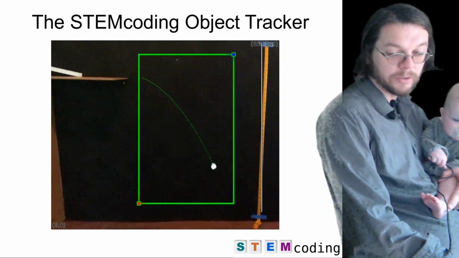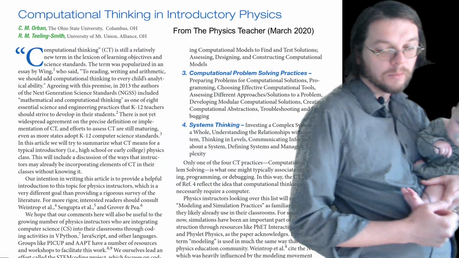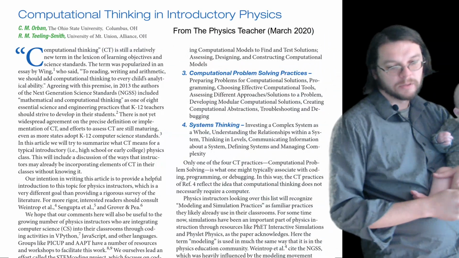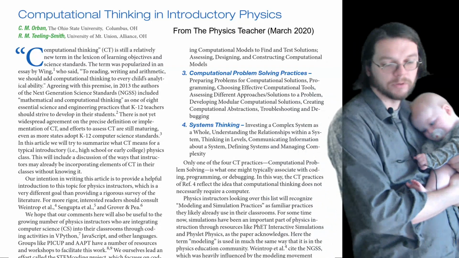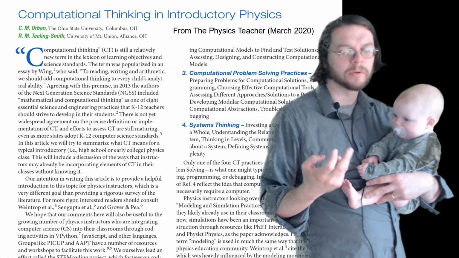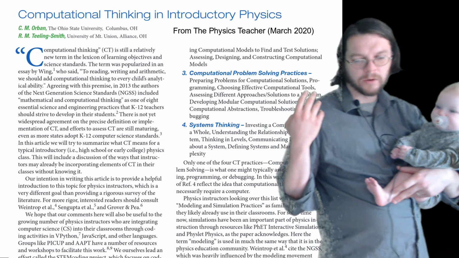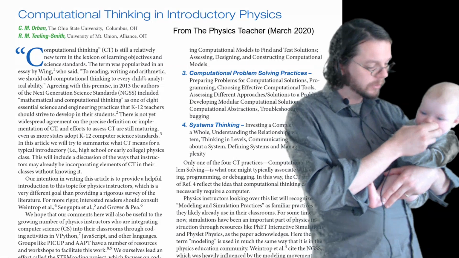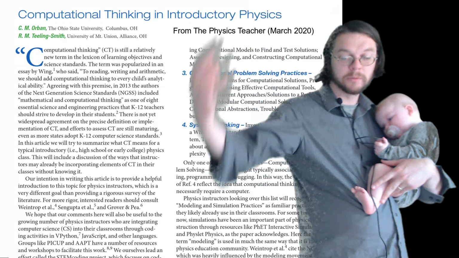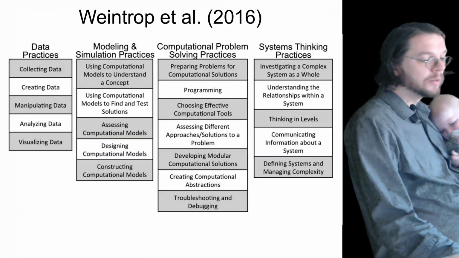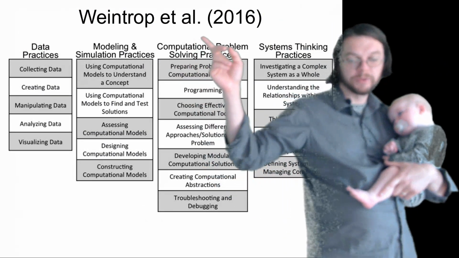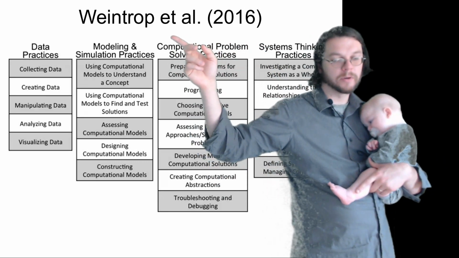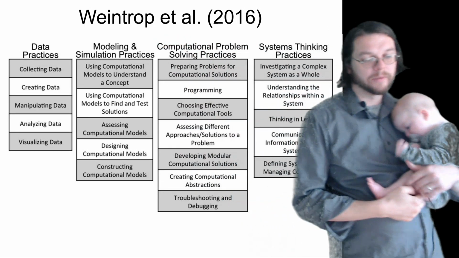All right, now for the STEM coding object tracker. Last year, Rochelle and I published a paper in The Physics Teacher called Computational Thinking and Introductory Physics. It's a very philosophical paper. It was kind of asking, what is the goal of doing coding in high school physics and physical science? What ultimately, philosophically, are we trying to do? A paper that everyone should read on that subject, which we draw upon heavily in our paper, is David Weintrop's study of computational thinking.